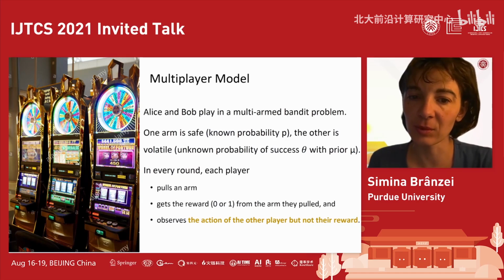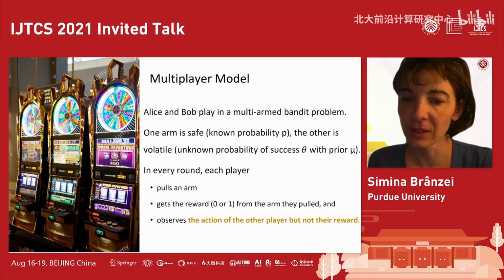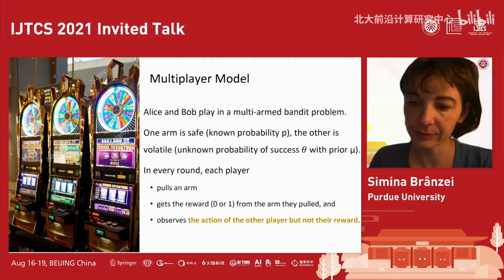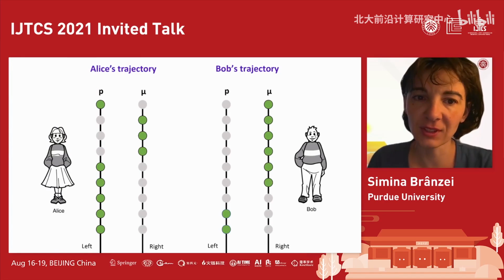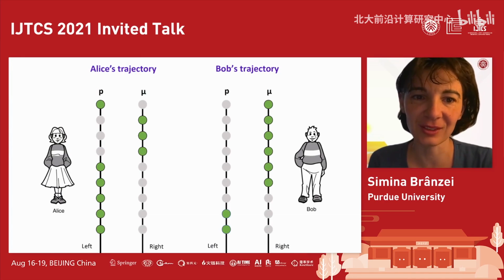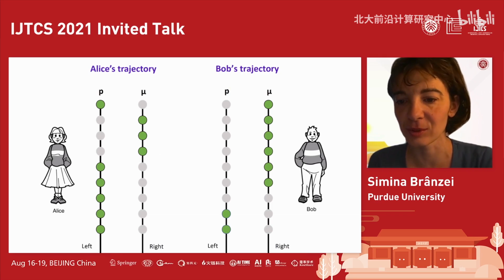And the following game will be played between the players. In every round, each player pulls an arm, gets the reward, which could be 0 or 1, from the arm they pulled, and then observes the action taken by the other player, but not their reward. So this is a pictorial representation. We can see Alice and Bob, and we have the left and the right arm. In green, I showed the action taken by Alice. So for example, in round 1, Alice pulls the left arm and Bob pulls the right arm.